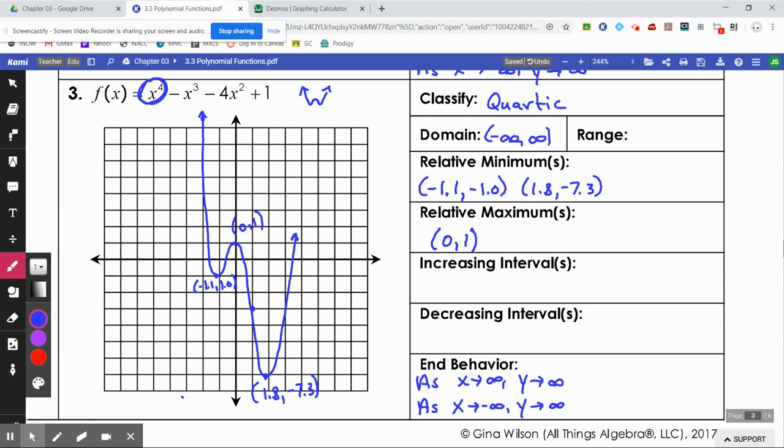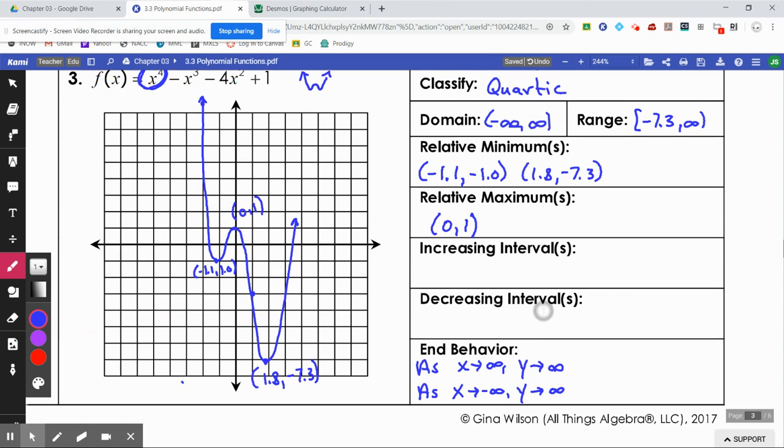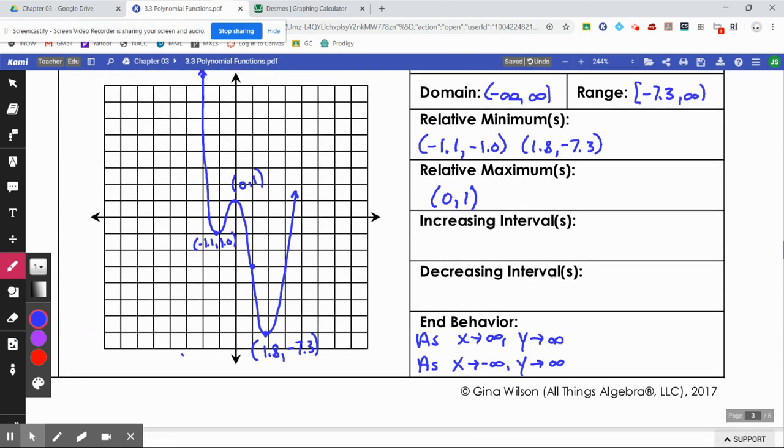So we know that our range would be all values from that negative 7.3 and up. So that's the lowest point of my graph. My graph decreases to begin with. So from negative infinity up to this x value of negative 1.1, my graph decreases.